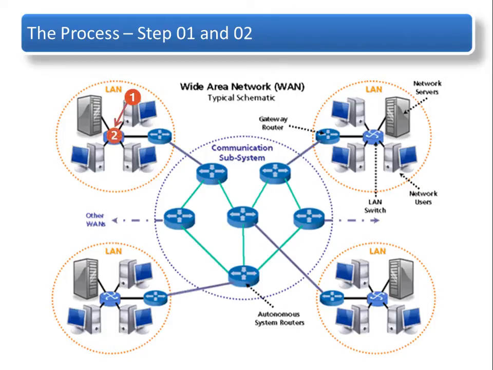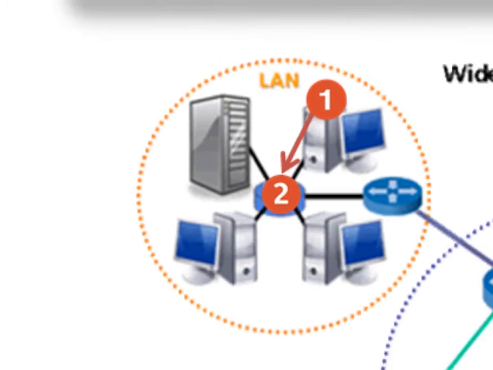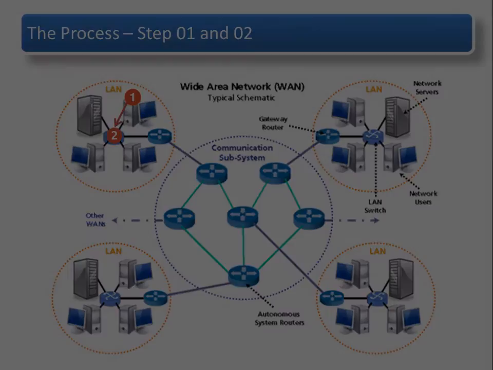In step 1, the sender determines the next device to receive the packet, either a local host or the default gateway. Step 2 encapsulates the packet into a frame and sends it out of the network interface card onto the switch. Depending on what the sender determined in step 1, the switch looks at the destination physical address stored in the frame and decides what port to send the frame out on.